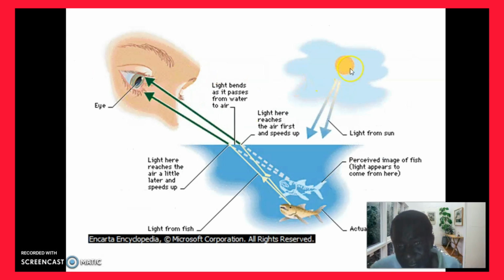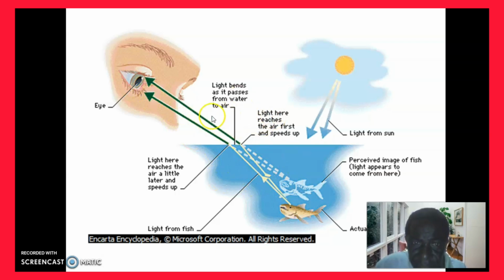So this you can easily see. With sunlight, you can see sunlight hitting the water, and these are the fish. But the incident light, when it gets to this point, you find it bending, because this medium is different from the air medium.